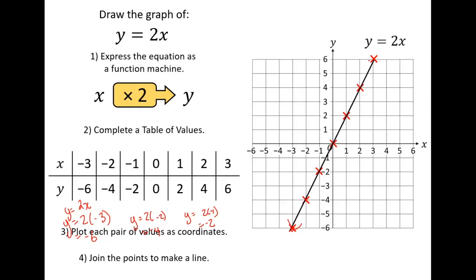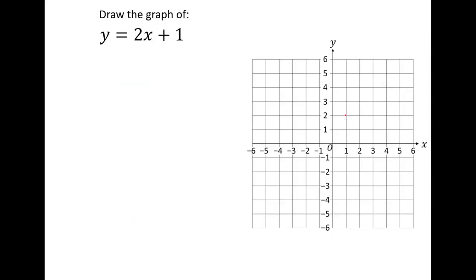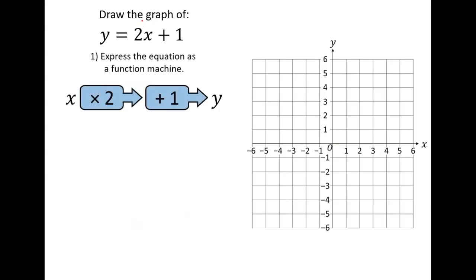Typically, I like to see arrows on both ends because, again, that tells the reader or whoever that this line goes on forever. It's an infinite linear function. Okay, so this question has a couple things happening. It has a 2x being multiplied by 2 and adding 1. So if we express this as a function machine, we take our x, we multiply it by 2 first, then we add 1. So you can think of it just this way.